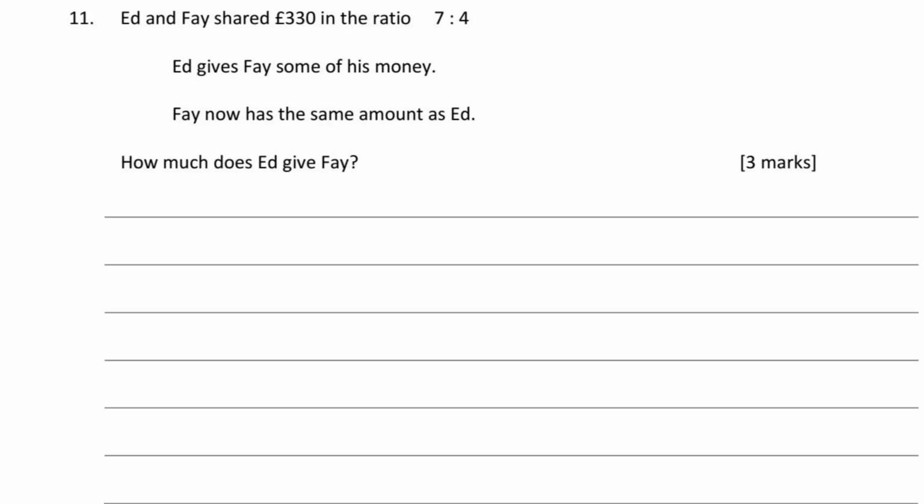So I'm going to take the ratio 7 to 4 first off. I'm going to add the two parts together to find out how many shares there are altogether. Ed's going to get 7 shares. Faye's going to get 4 shares. That makes 11 shares altogether. Now, taking my total amount, I'm going to divide that by the number of shares. 330 divided by 11. 11's into 33 go 3 times, so 11's into 330 going to go 30 times. So each share then is worth £30.